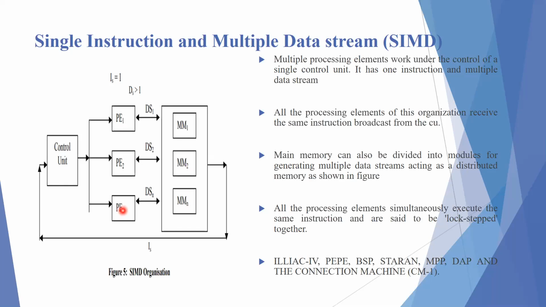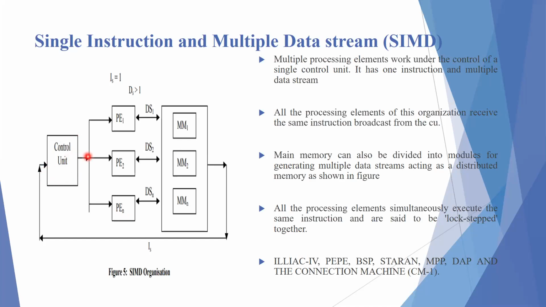So this will be an architecture wherein we have, let me give you an example. We can have an array of data, say 10 arrays of data, which have to be added to the same constant, right? And then one instruction of adding that constant to the array will suffice, and that is issued by the single control unit.